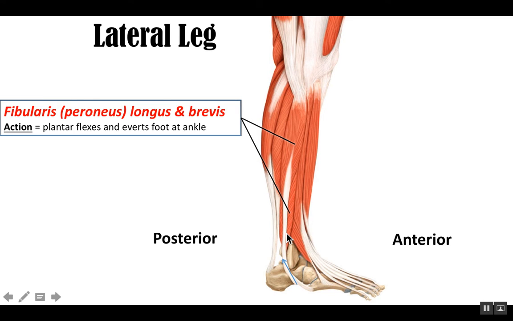What they do is they plantar flex and evert the foot. So plantar flexion is, in essence, standing up on your tippy toes. And everting is lifting that outside of the foot off the ground, facing your sole away.